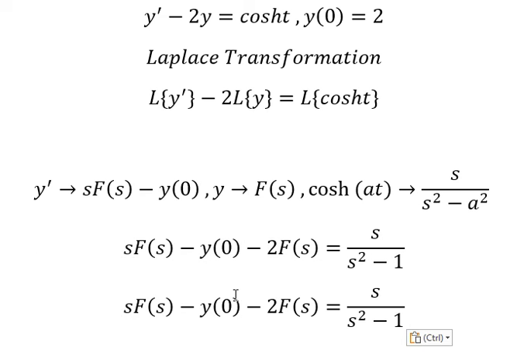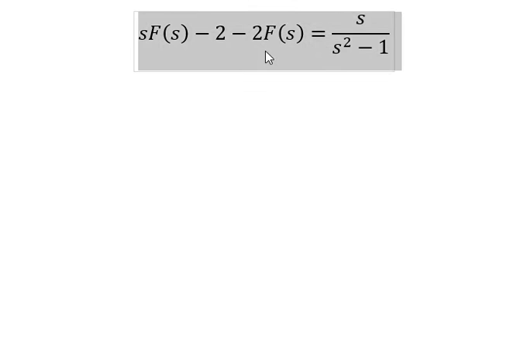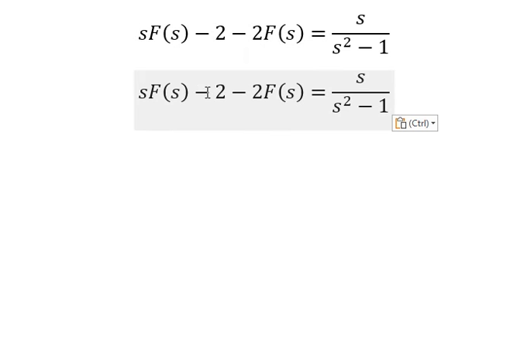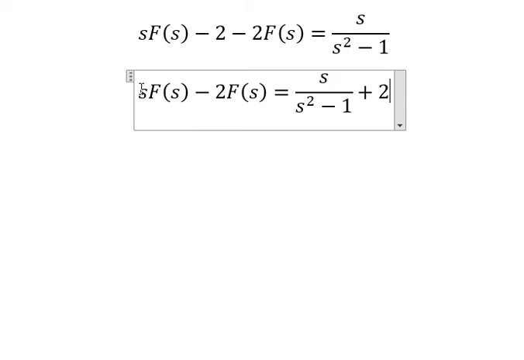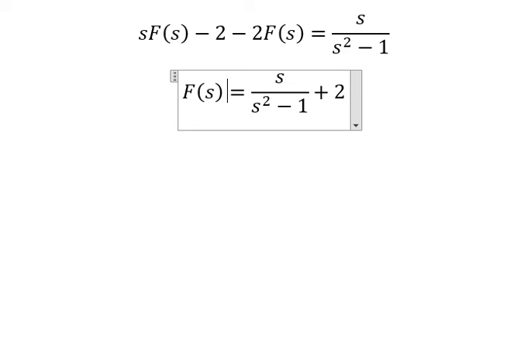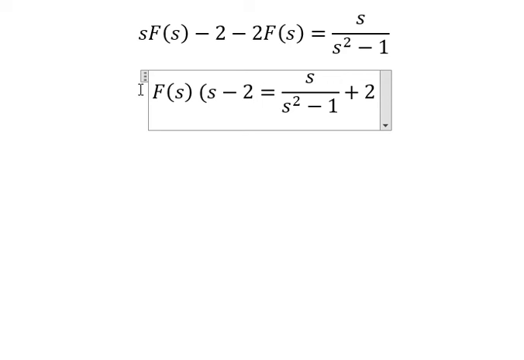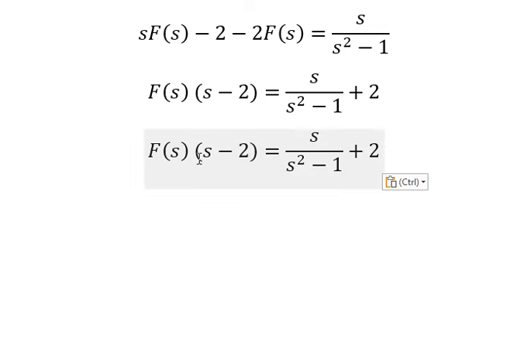Next, y0 we have number 2, so I will put number 2 going here. Next, I will put negative number 2 to the right. F of h and f of h we can do factorization. So they should be like this. Next, we divide both sides by this one.